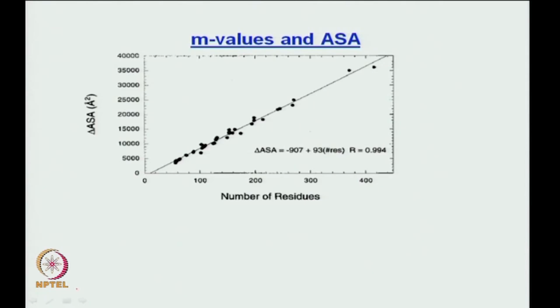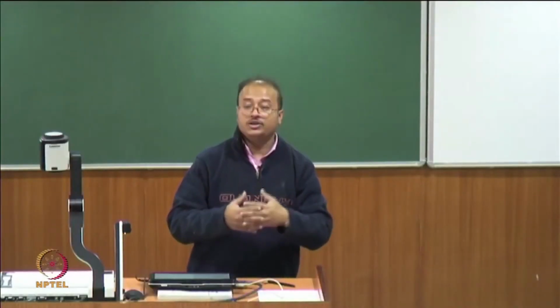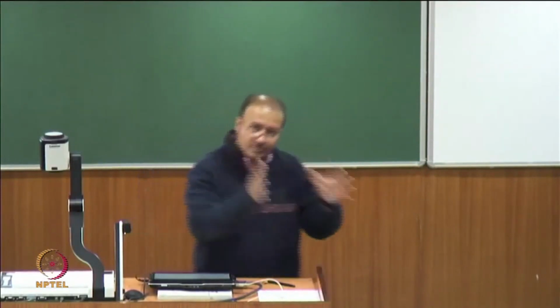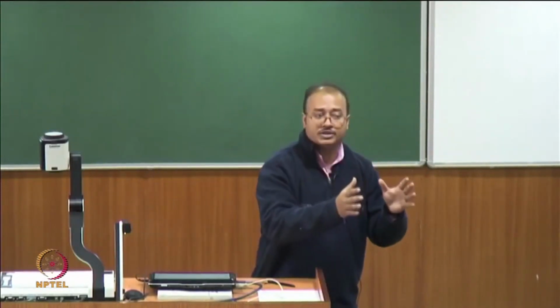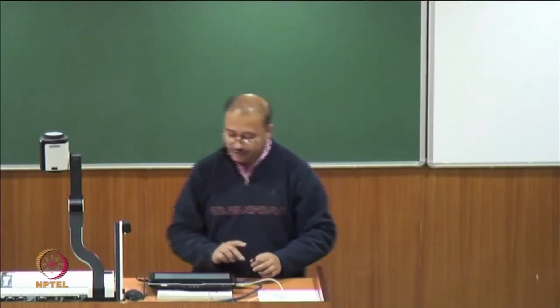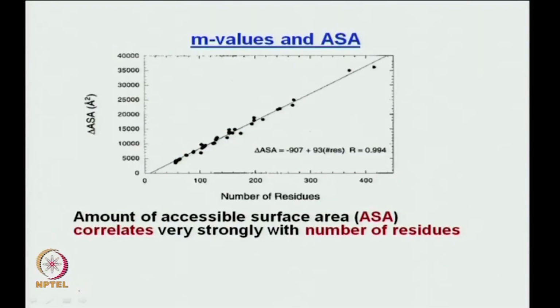And the paper I will refer to has actually an in-depth analysis of both, but will not go into that. It is just that you have the idea that m value will depend upon accessible surface area. Why? Because accessible surface area depends upon the number of residues. I will soon see that. So, amount of accessible surface area correlates very strongly with the number of residues. Okay? That is what is proven here.